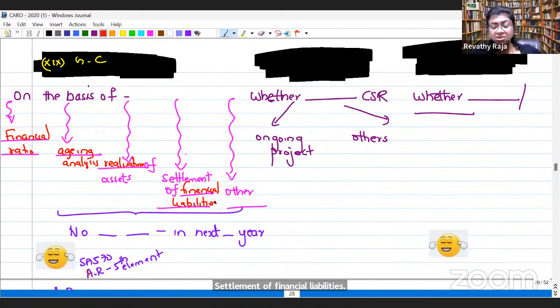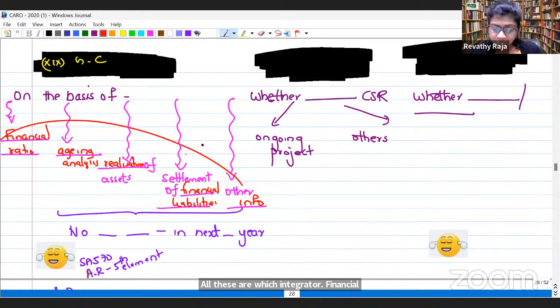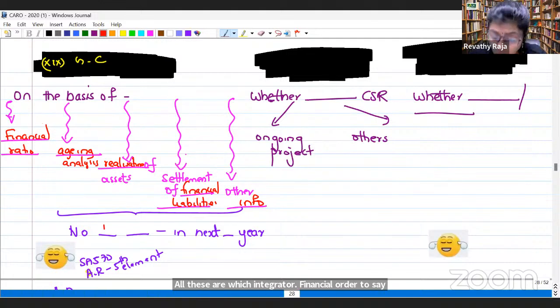which indicator is it? Ratio is going adverse. Aging analysis, debtors are not paying. Realization, assets are being sold. All these are which indicator? Financial indicator. The auditor is saying, based on all this information which we have seen, there is no material uncertainty in the next 1 year.